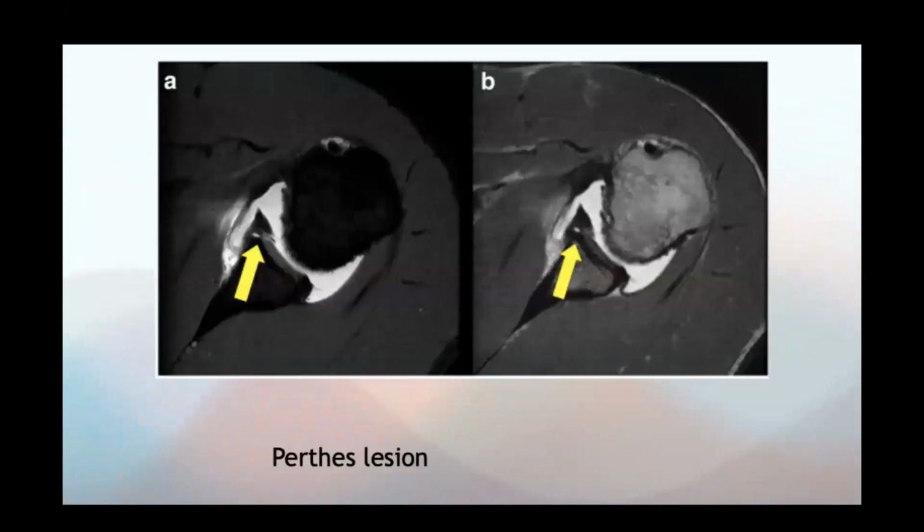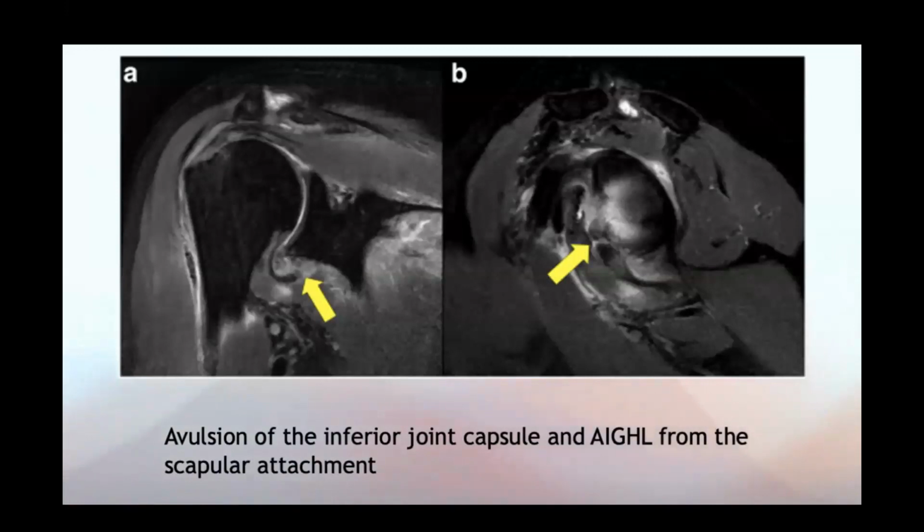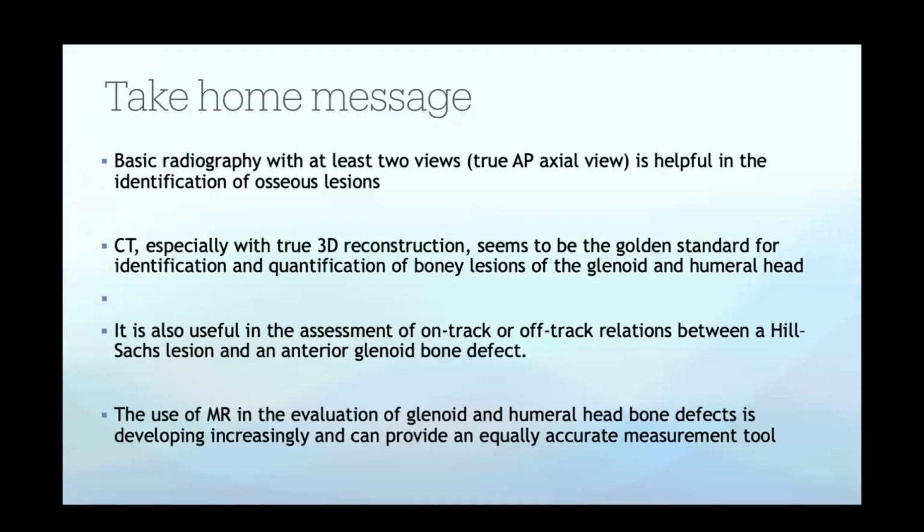Next, this is the Perthes lesion that I was talking about. You can clearly see the anterior superior and inferior lesion of the glenoid that is torn off. You can see the soft tissue edema there, and you can also see a fluid effusion. Avulsion of the inferior joint capsule, that's the HAGL lesion, from the scapular attachment, is seen best on the coronal sections.